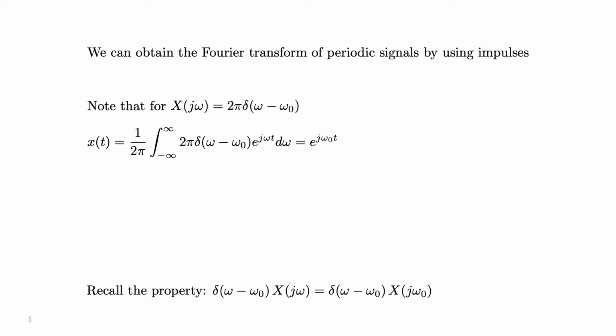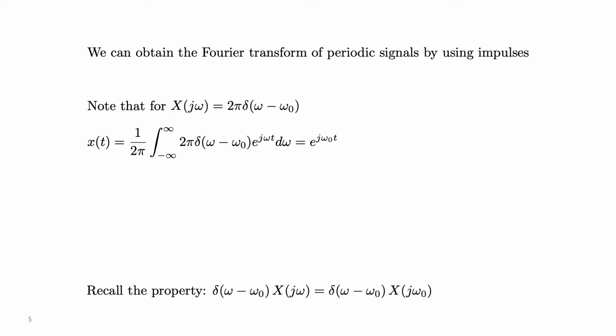We get 1 over 2 pi, the integral of 2 pi delta(omega minus omega 0) times the usual complex exponential e^(j omega t) d omega. Evaluating this integral is very easy, if we recall the property shown at the bottom of this slide. When we multiply an impulse by a certain signal, what we obtain is the same impulse scaled by the value of the signal where the impulse is centered.